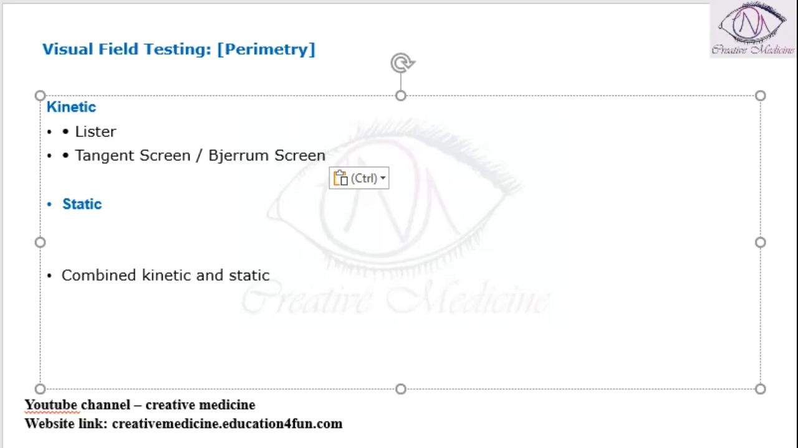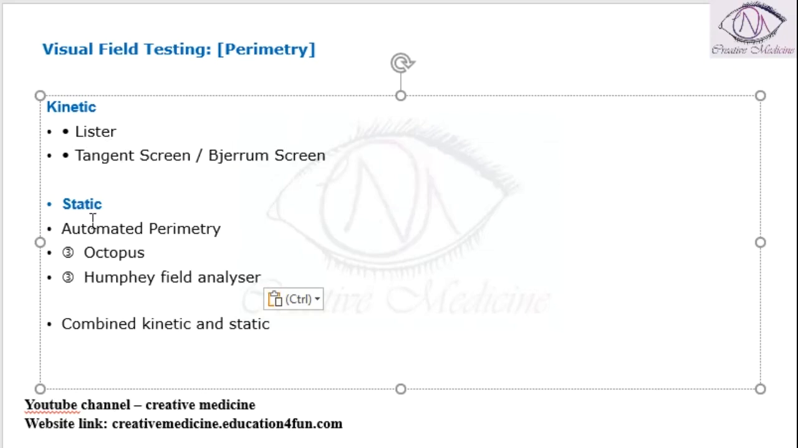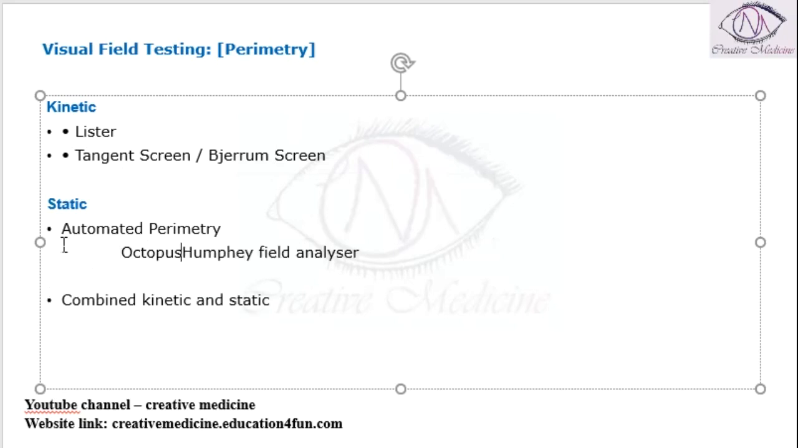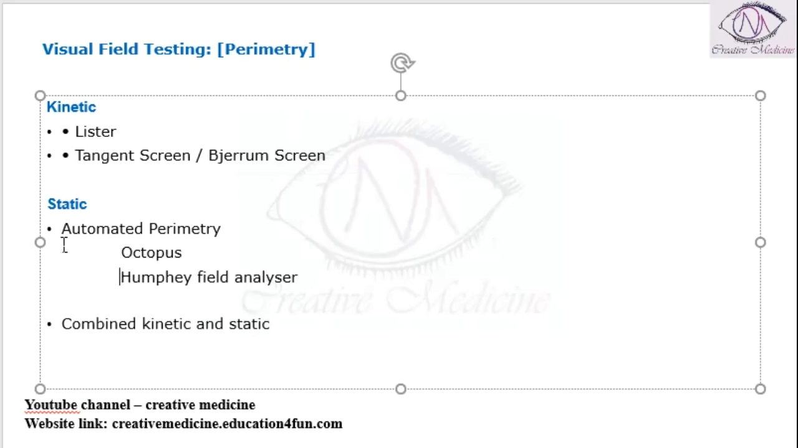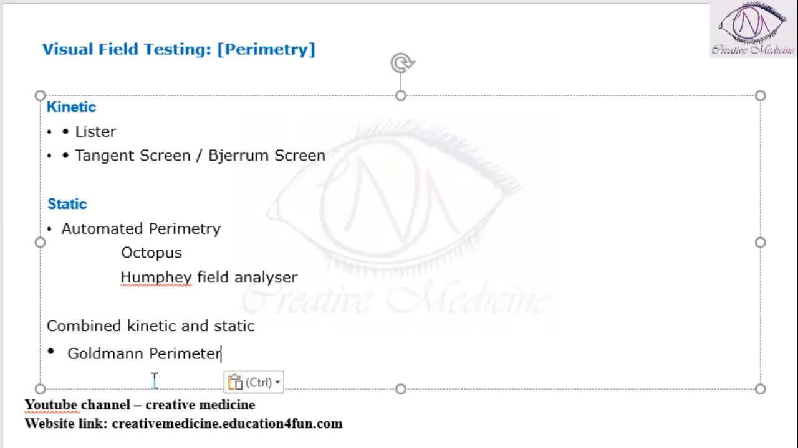Whereas in the static method we have one type which is automated perimetry. In the automated perimetry we have two types: Octopus type of automated perimetry or Humphrey field analyzer. Similarly, in a combined type of perimetry where there is combined kinetic and static type, we have Goldmann's perimeter.